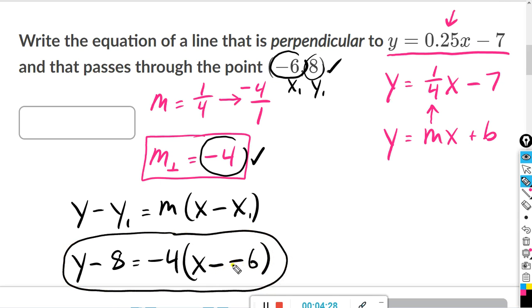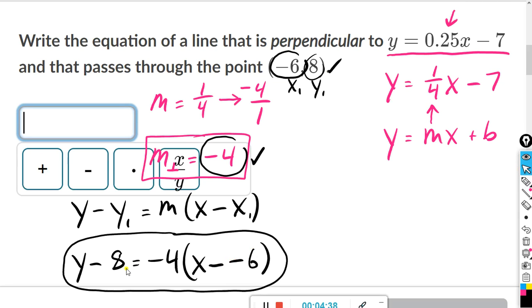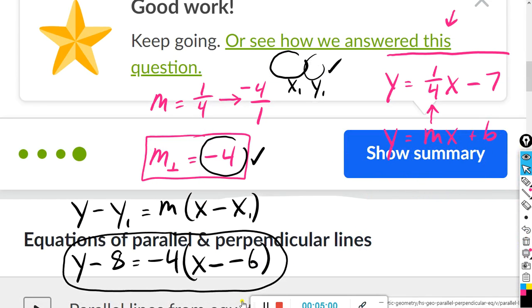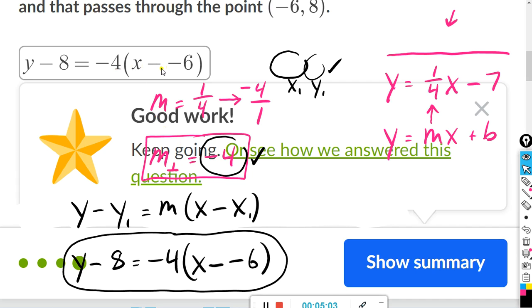Now, two negatives in a row, I believe Khan actually accepts it like that. If you want to, you can change it to positive. Let me just see if it accepts it. All right, I'm going to type this in the box. Y minus 8 equals -4, type parentheses, and this is x minus -6. And they close the parentheses for you. So Khan Academy did accept the answers with two negatives in a row, but as we know, two negatives in a row actually makes it positive. So that would probably be a better way to write it, but it's okay as is.